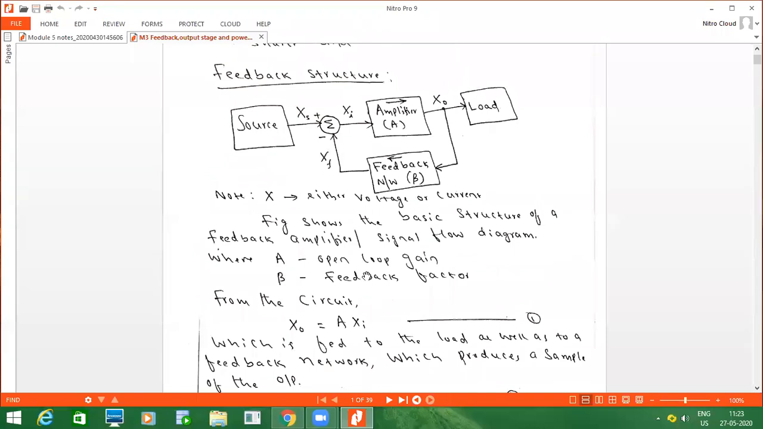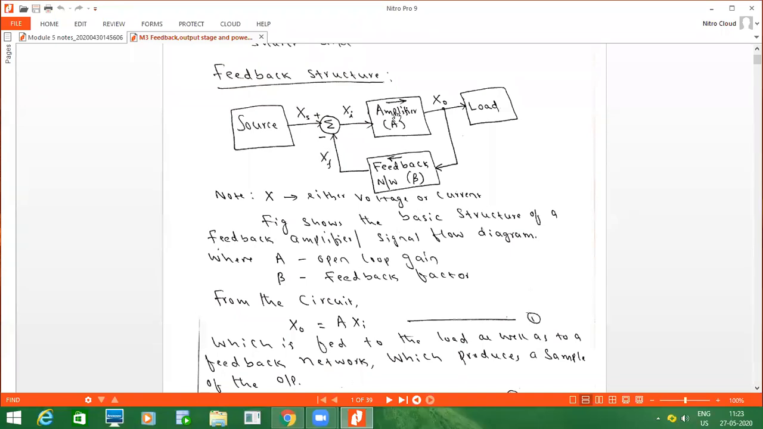Correct? So A stands for the open loop gain of an amplifier. B stands for the feedback factor. Here the feedback network is designed with the help of a set of resistances, not a single resistance. All the resistances have fixed values, so the beta value we are going to get is a fixed quantity, because we are using fixed value resistances here.